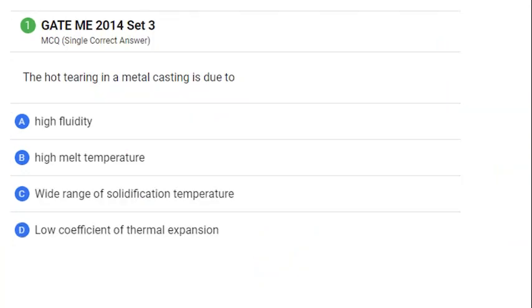Okay, solve this question. Wide range of solidification temperature. Yeah, correct. So hot tear is a defect that occurs due to a wide range of solidification temperature in the casting.